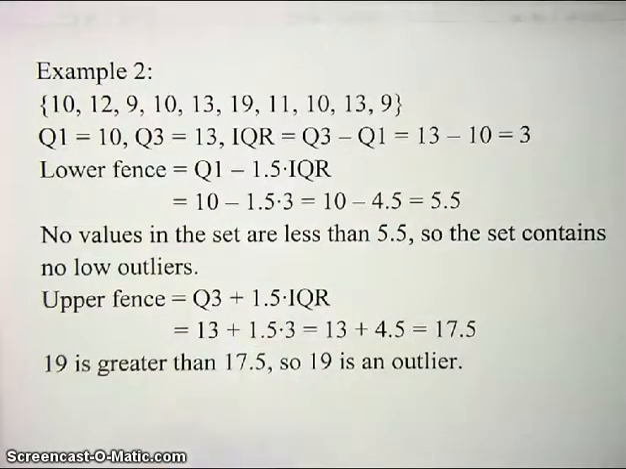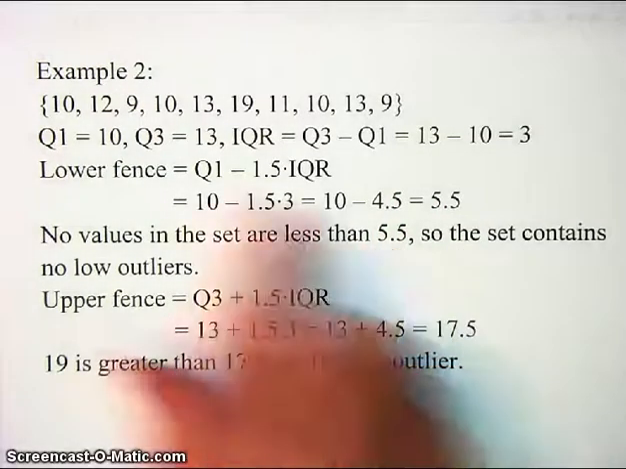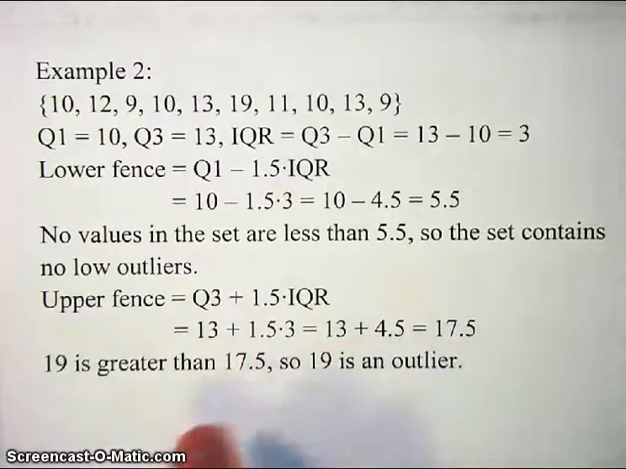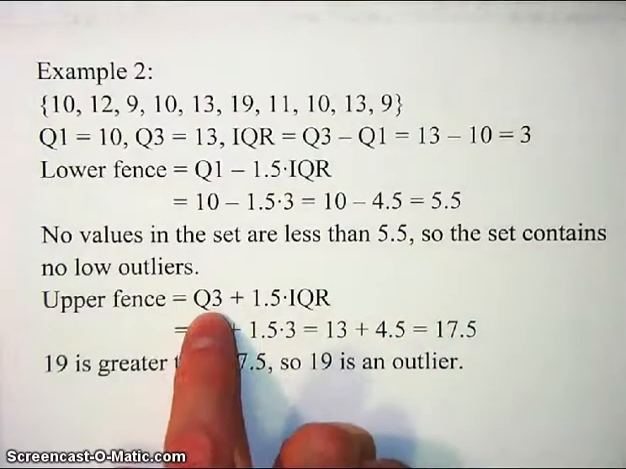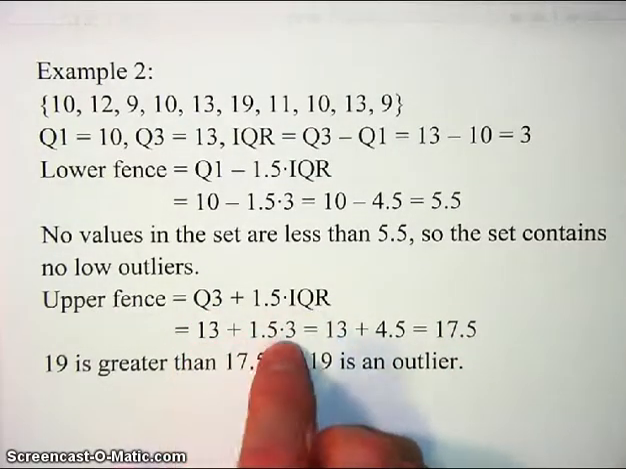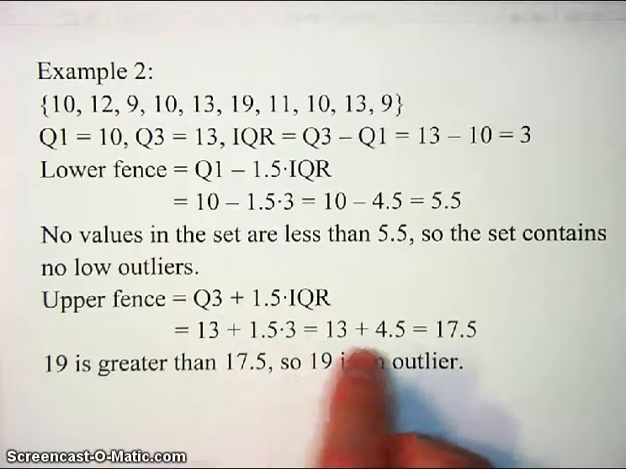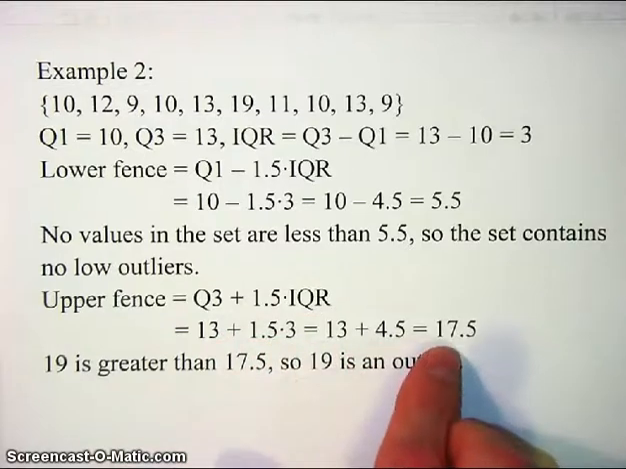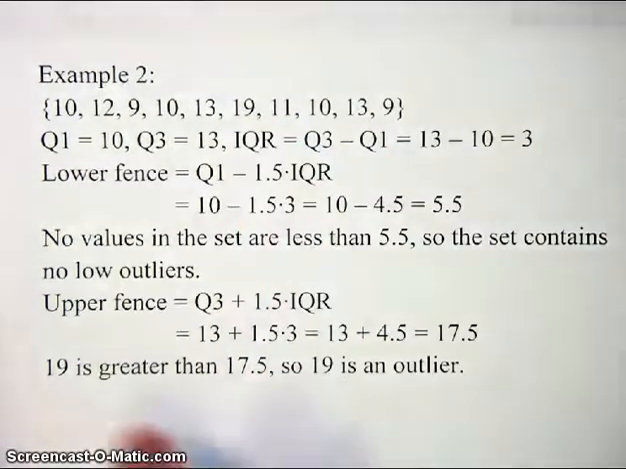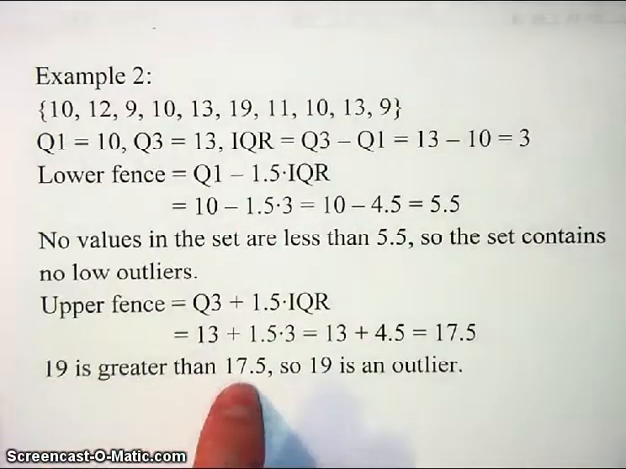We don't have any values lower than that in this data set. The lowest value is 9. So there are no low outliers. On the other end, the upper fence is Q3 plus 1.5 times the IQR. That's 13 plus 1.5 times 3. 13 plus 4.5 is 17.5. Now, we do have a value in the data set that is greater than that, 19. 19 is greater than 17.5, so 19 is an outlier.